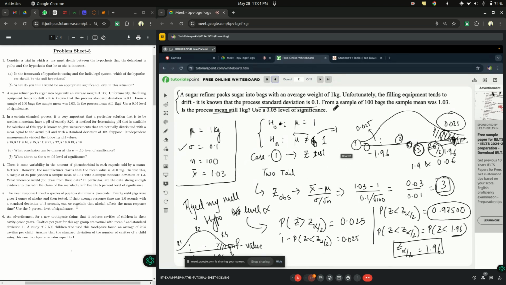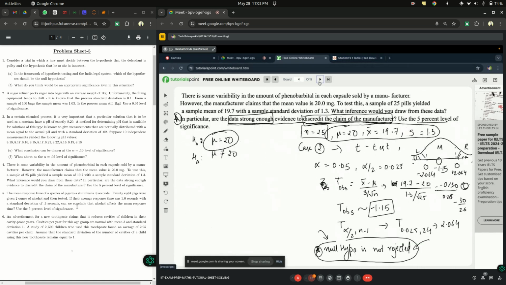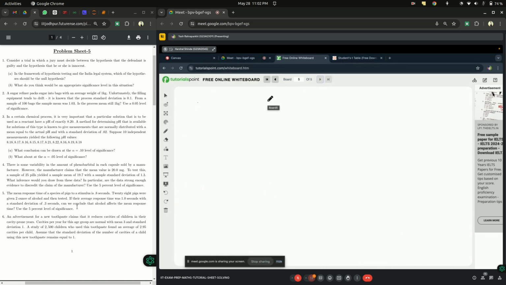Please do not go for that language, because that isn't asked. Check this question. Is it asked like this, that tell me, is your claim accepted or rejected? It is asking, is the process mean still 1 kg? So either you write yes or you write no. If it is accepted, then you say yes, it will be the same. If it is rejected, you say no, it won't be the same. Got it? The question that is asked, you need to answer that, because hypothesis testing is something real-time. It is not numerical. Okay, let's go to the next question very quickly, saving energy and time of both of us.